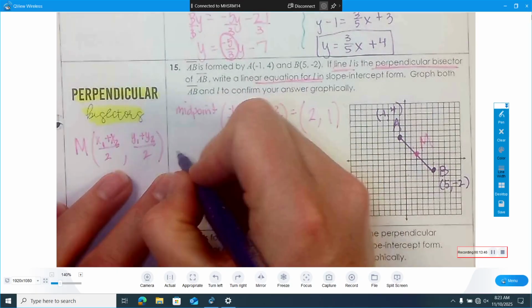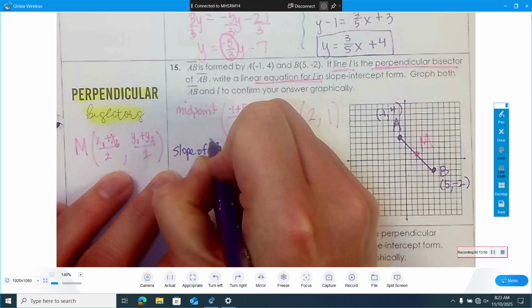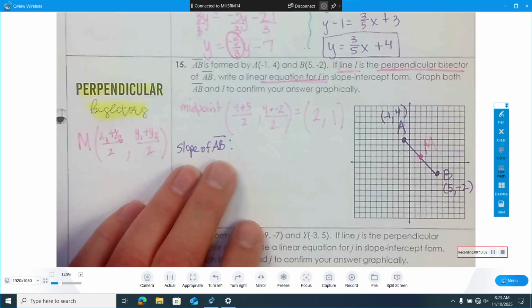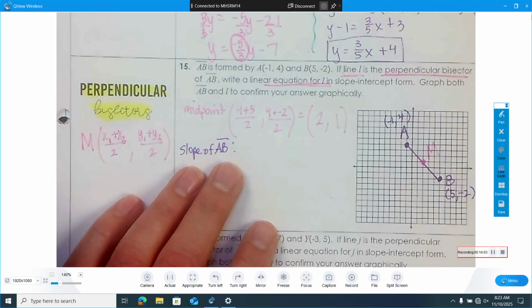Can we figure out the slope of segment AB? Lots of ways, right? Could I count my slope? I have a picture. I could count it. But what if I didn't have a picture?